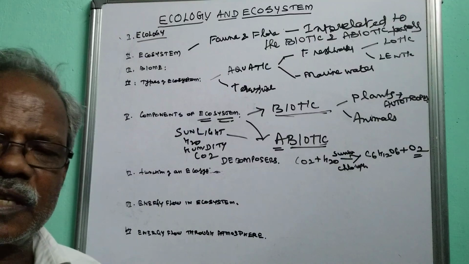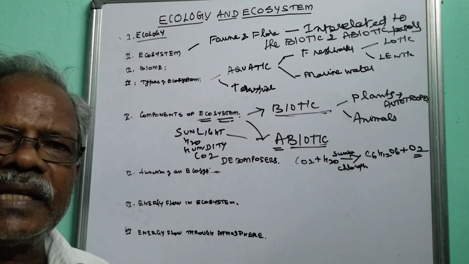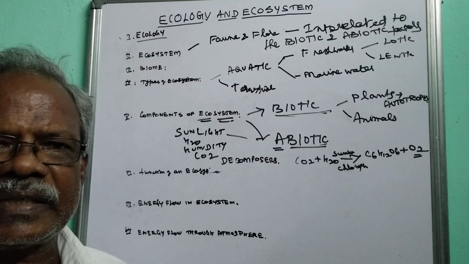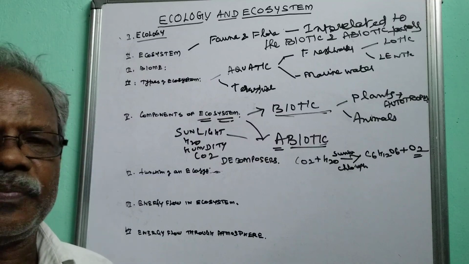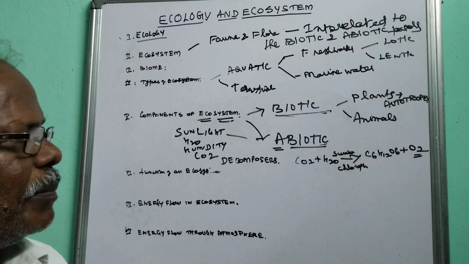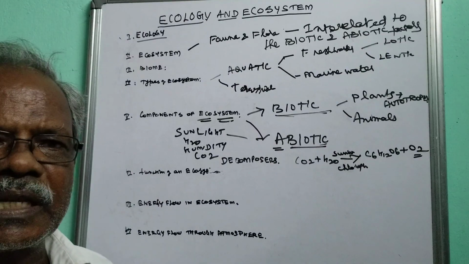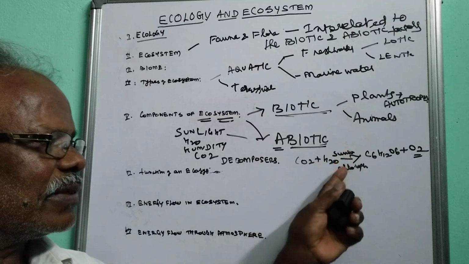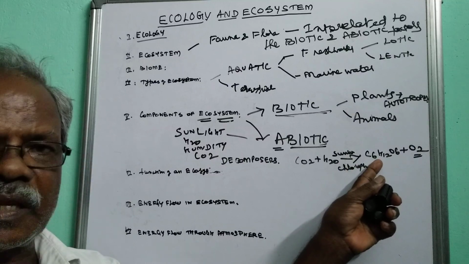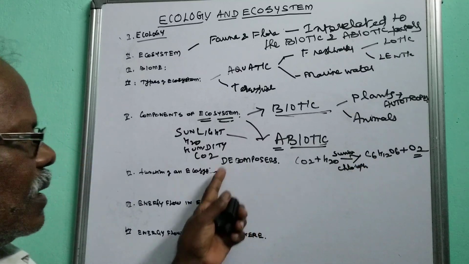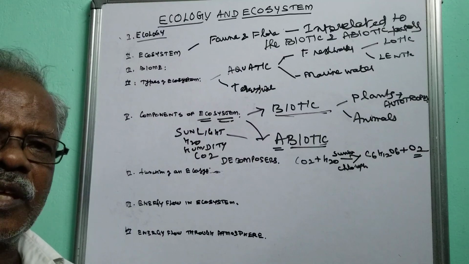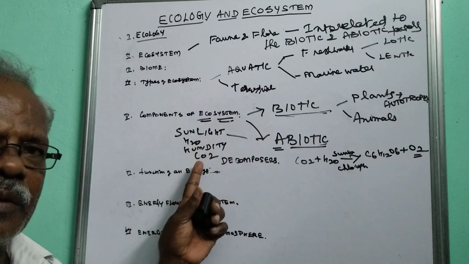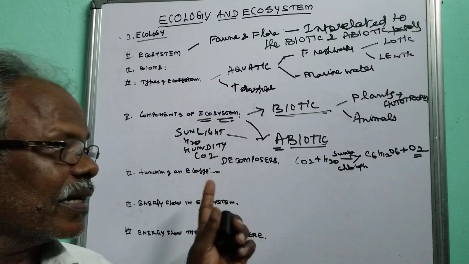The components of ecosystem consist of biotic factors and abiotic factors. Biotic means the life factors. The life factors are the plants and animals. As already told, plants are autotrophs. They prepare food material by themselves with the help of carbon dioxide and water, and with the help of sunlight and chlorophyll. They prepare food material by themselves, that is starch. Then abiotic factors: a means without, bio means life, without life. The factors are sunlight, water, humidity, carbon dioxide. These are all called abiotic factors.